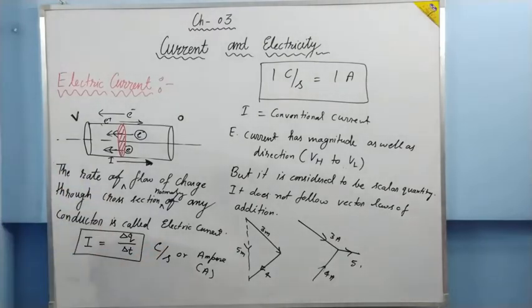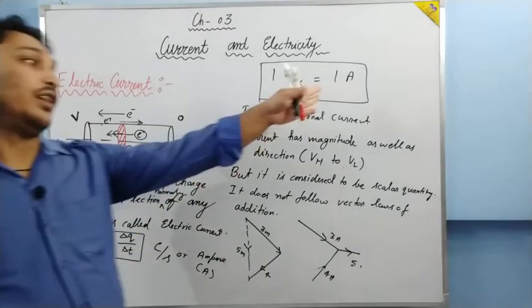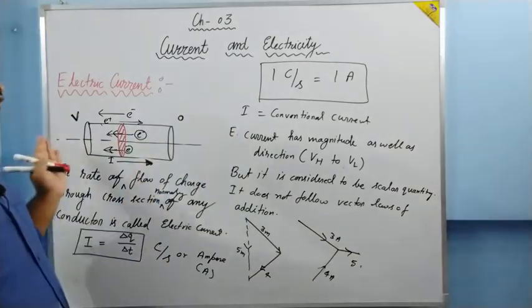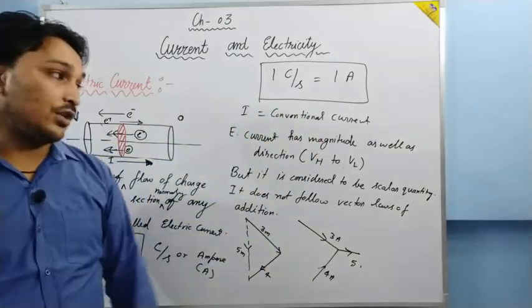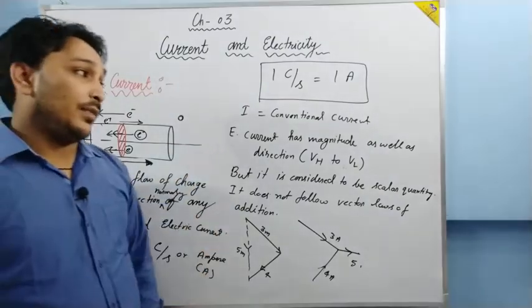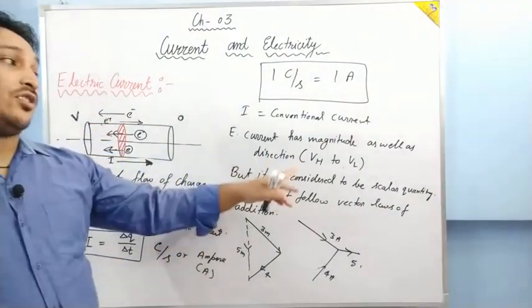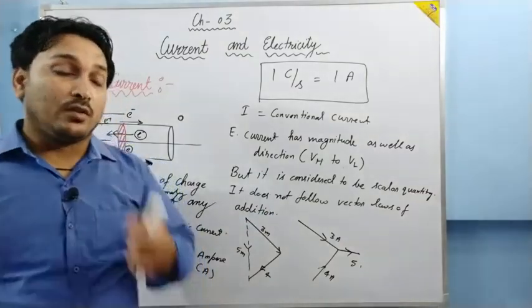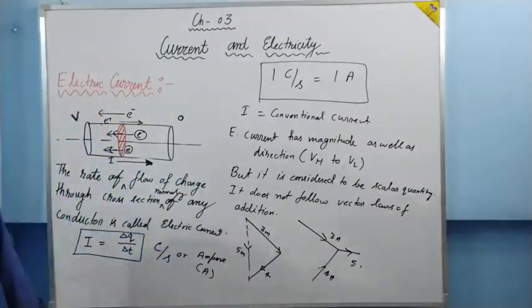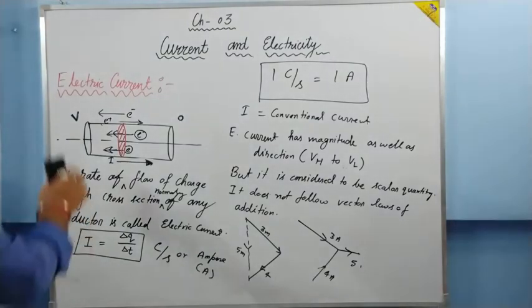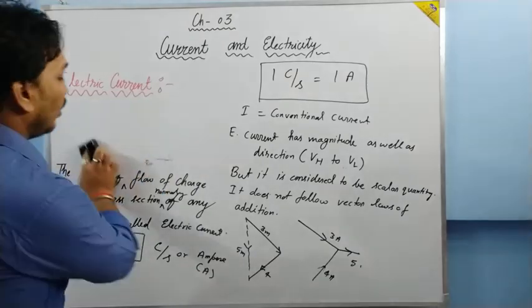These all things are clear. What we have discussed till now is the rate of flow of charge, I = ΔQ/ΔT. The unit is ampere. The current flowing opposite to the flow of electrons is called conventional current. Electric current has magnitude as well as direction, and the direction is always from higher potential to lower potential, but it is considered a scalar quantity because it does not follow vector laws of addition. Okay, this is what electric current is all about.